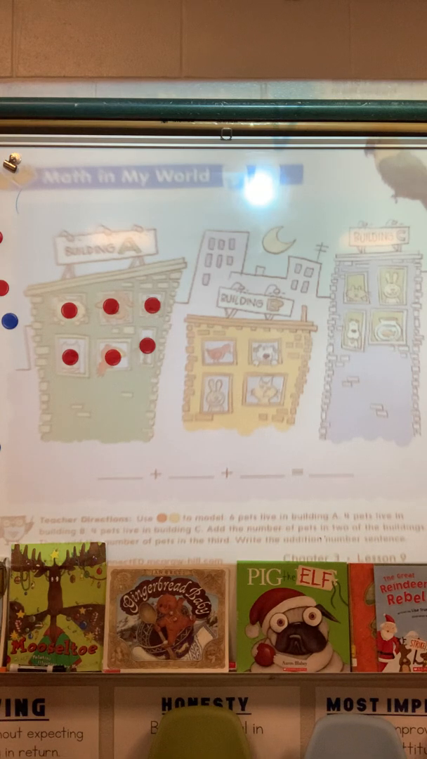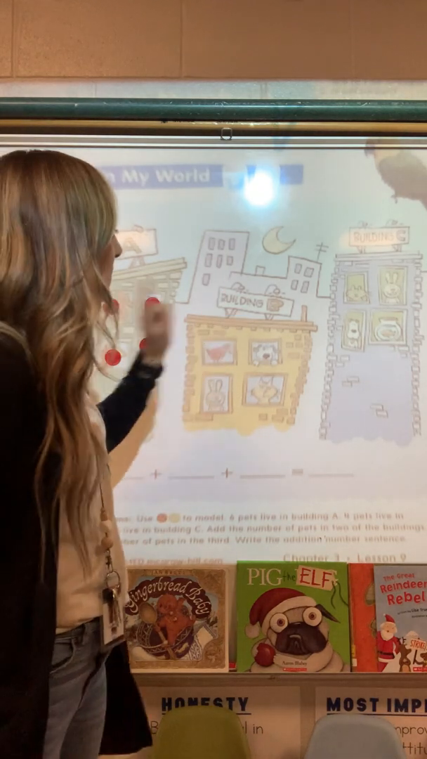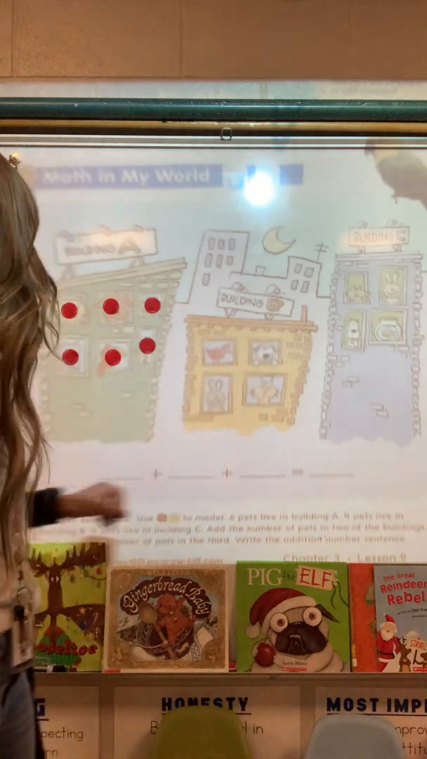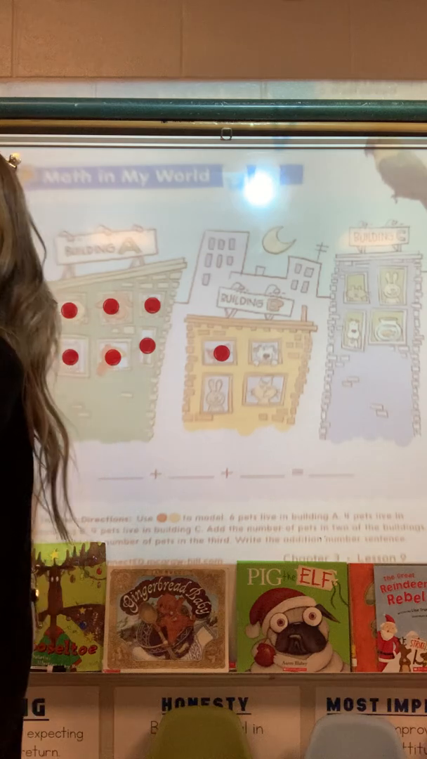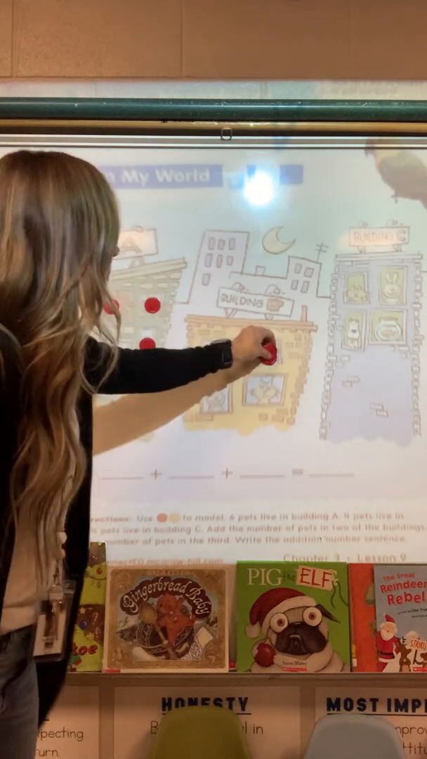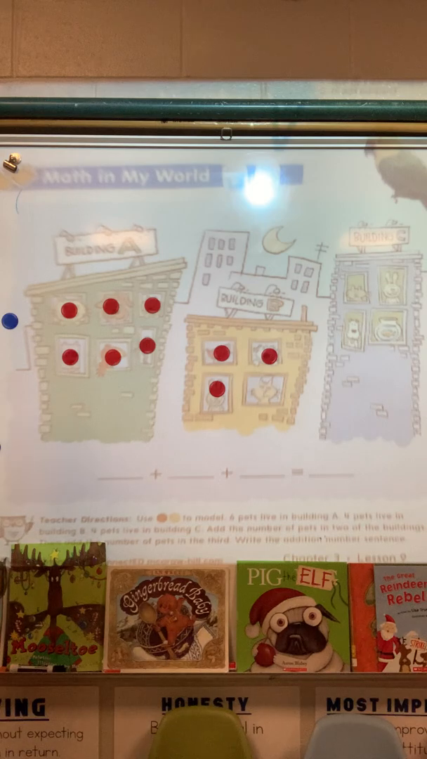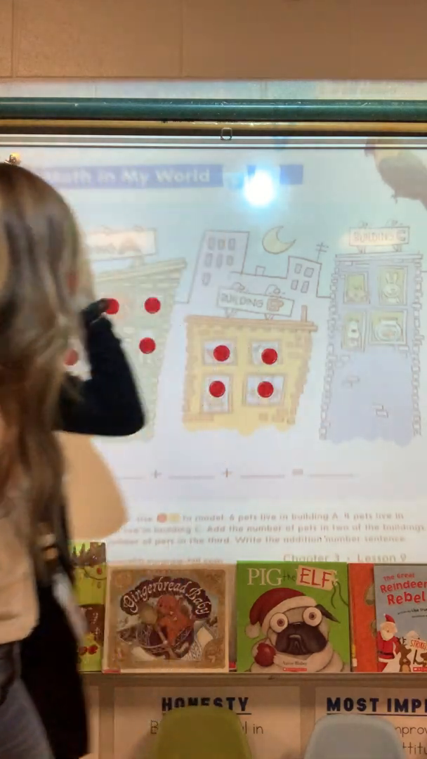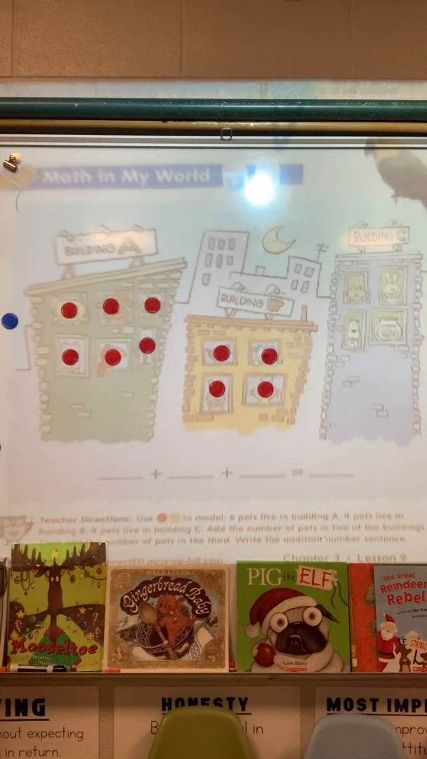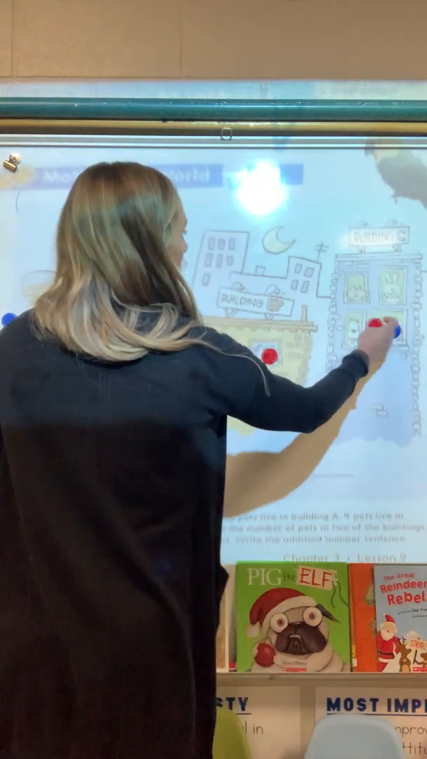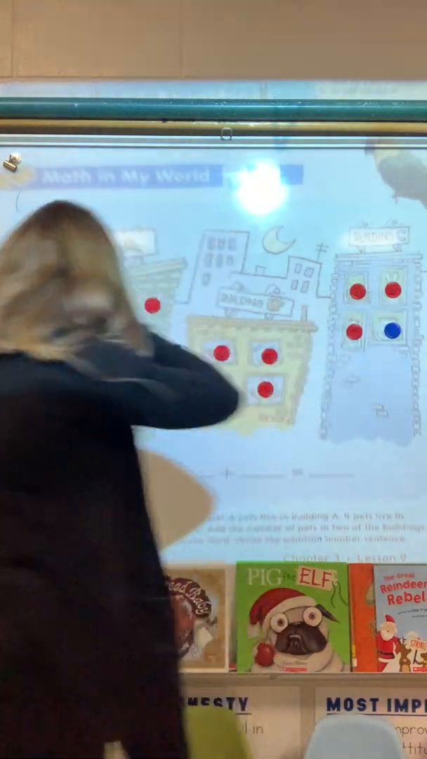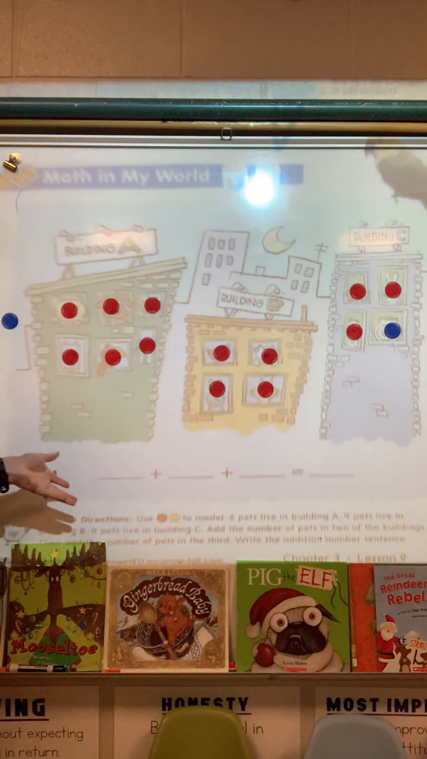There are 4 pets living in building B. Building B has 4. So I'm going to go ahead and put 4 on building B, and on building C we have 4 living in there. I'm going to have to use a blue one because I ran out. 1, 2, 3, 4. So now we are going to have to figure out how many animals are living in all 3 of the buildings.